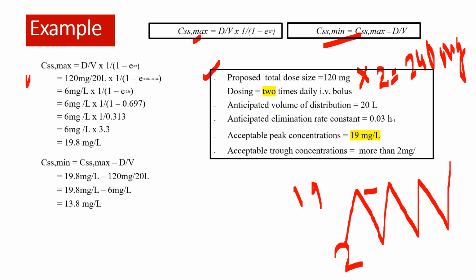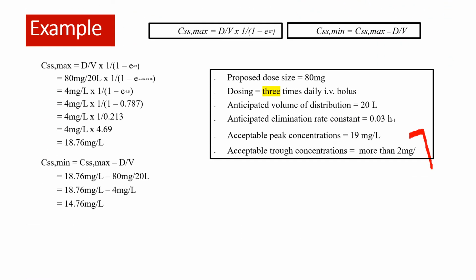If we calculate both of them, what you can see is that the CSS max is around 19.8, which is greater than the stated figure, that is 19, and it may bring some toxicity to the patient's body.